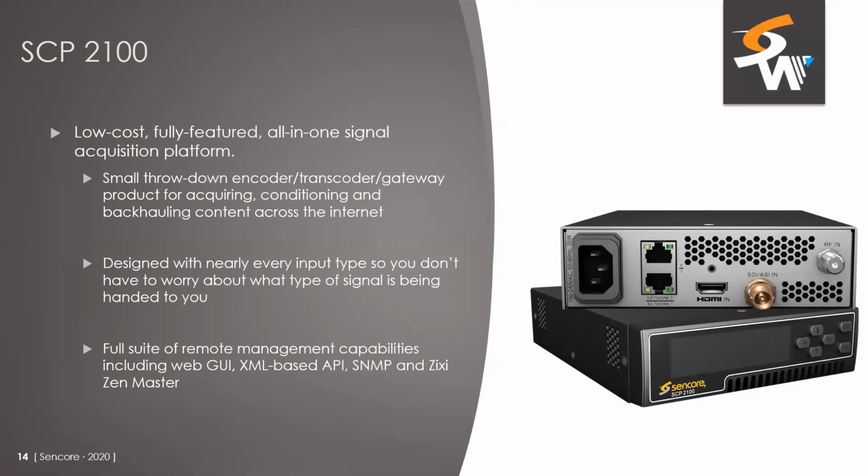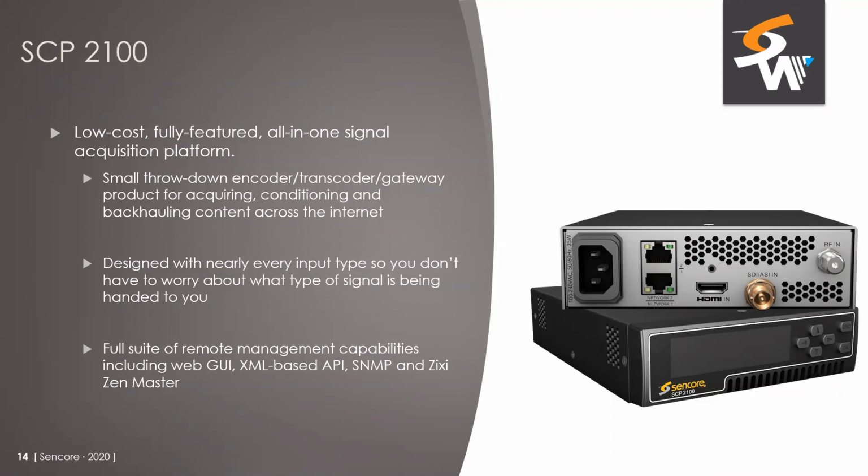It's a low-cost, all-in-one signal collection platform is what I'm calling it. You'll see here, it's a small little device, about 1/3 of an RU wide, 1 RU tall. It's really meant to be a throwdown box that can do encoding, transcoding, gateway functionality, all those types of things. Bring it in, do your processing on it, and then send it across the internet to either your cloud workflow or back to your head end to do your head end type workflow on it.